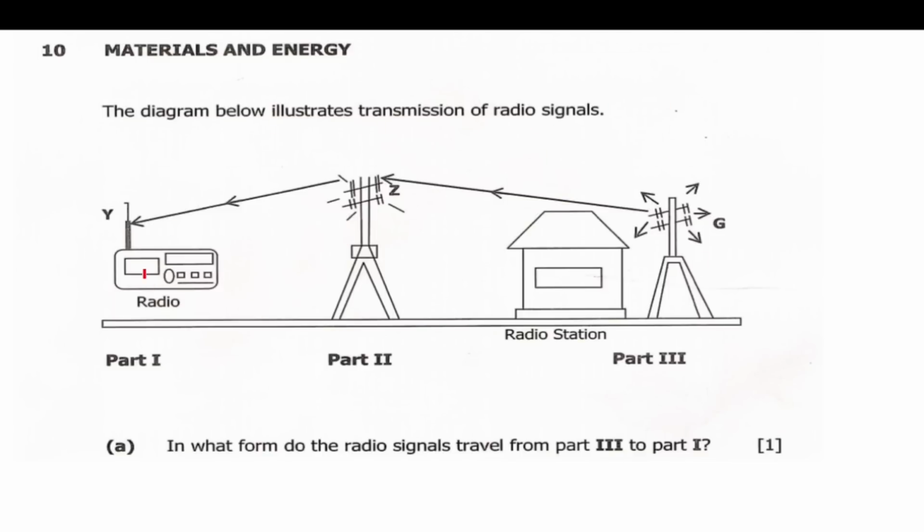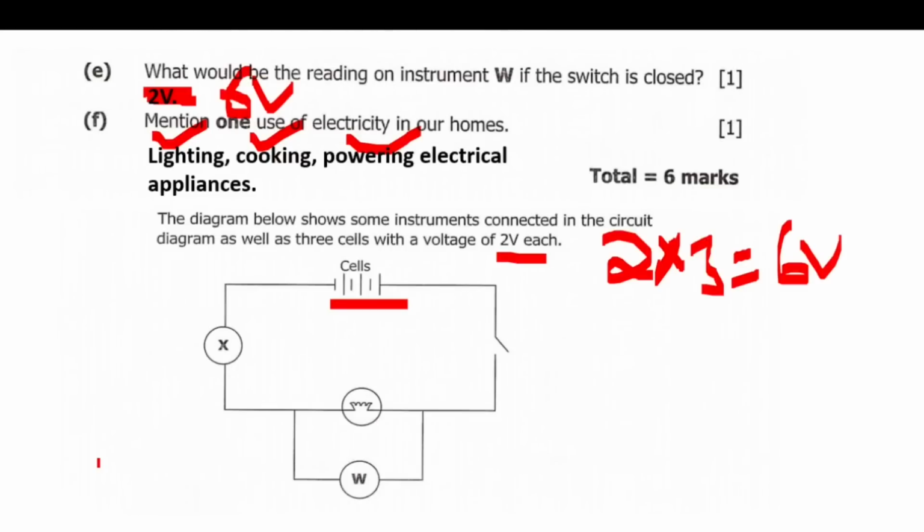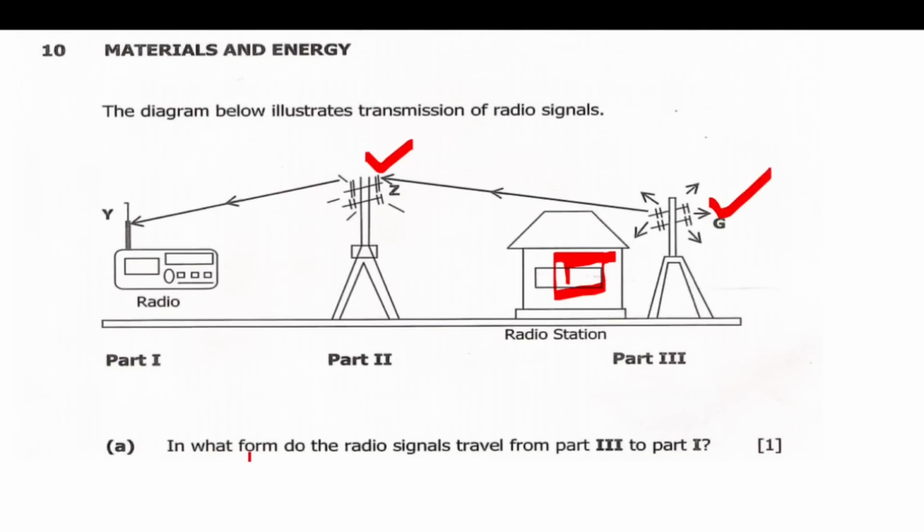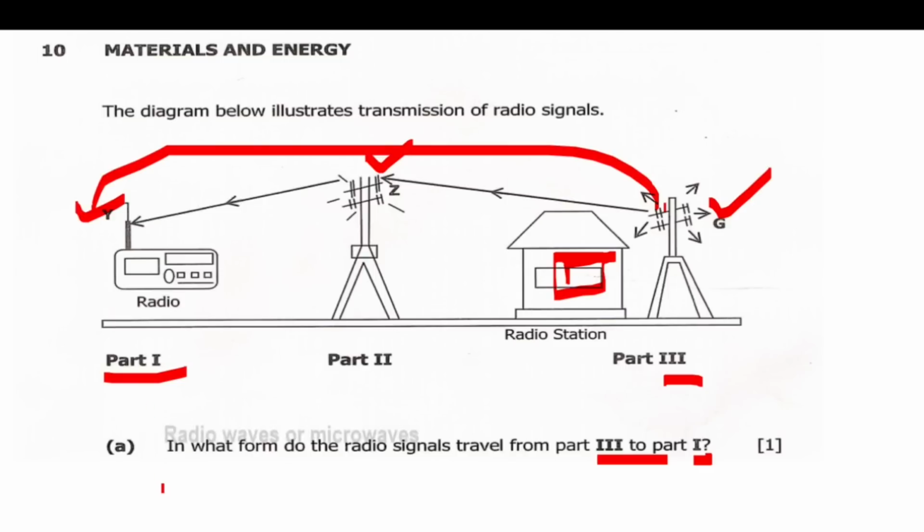So we have the radio here, we have a tower here, another tower here, we have a radio station here where the journalist is trying to program some radio programming. They're saying, in what form do the radio signals travel from part 3 here to part 1 here? So these radio signals move from here to part 1 in what we call radio waves or microwaves.